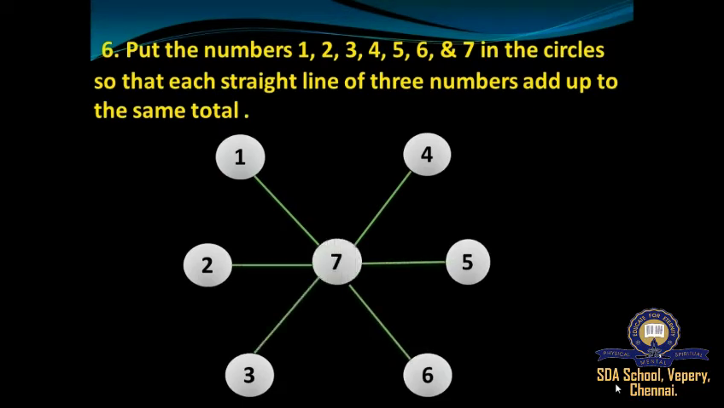Okay, so I have arranged the numbers in this order. So when I add 1, 7 and 6, that is a straight line, I get a sum of 14, right? Similarly, when I add the numbers 7, 4 and 3 in a straight line, I get a sum of 14. Likewise, when I add 2, 7 and 5 in a straight line, I get a sum of 14. Okay, so this is the arrangement of numbers from 1 to 7 in the circles such that each straight line of three numbers adds up to the same total of 14. Understood, students?